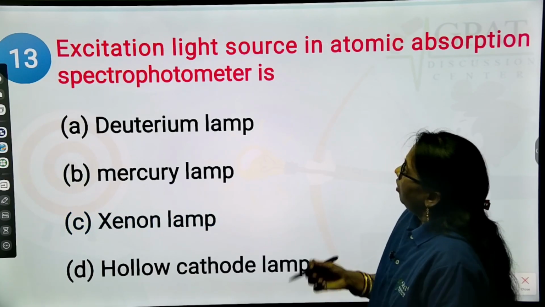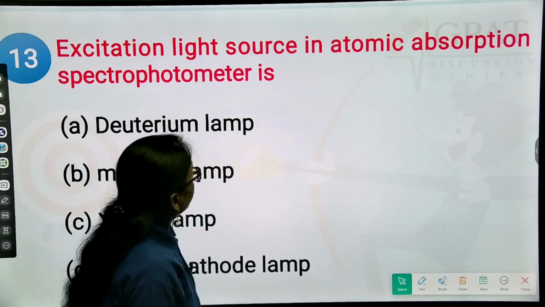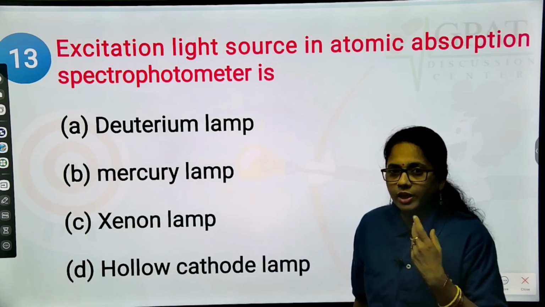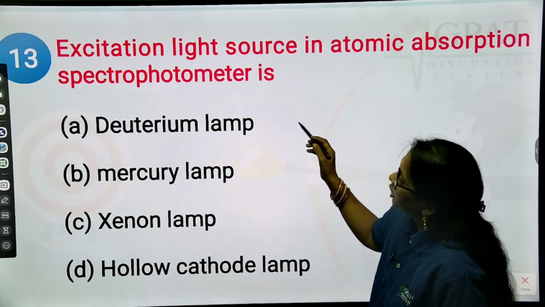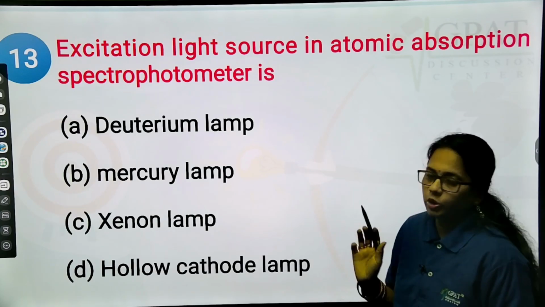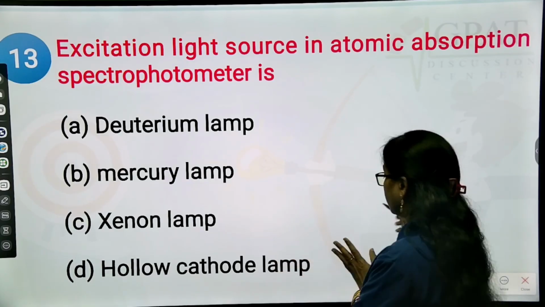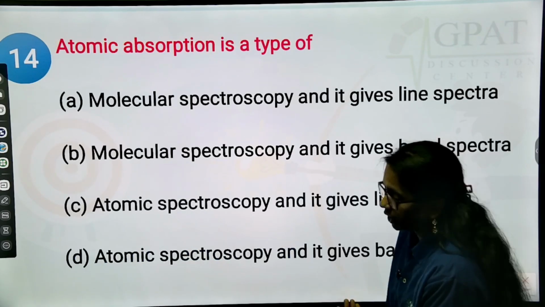Next, the excitation light source in the atomic absorption spectrophotometer. That means, what is the source in order to excite the ground state atoms in this AAS? It is deuterium lamp, mercury lamp, xenon lamp, or hollow cathode lamp. Oh my god, the hollow cathode lamp has at least 4 to 5 questions in this series. Option D is going to be the right answer. No need to discuss again.